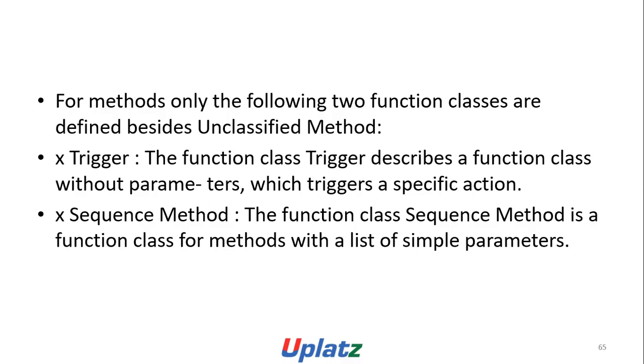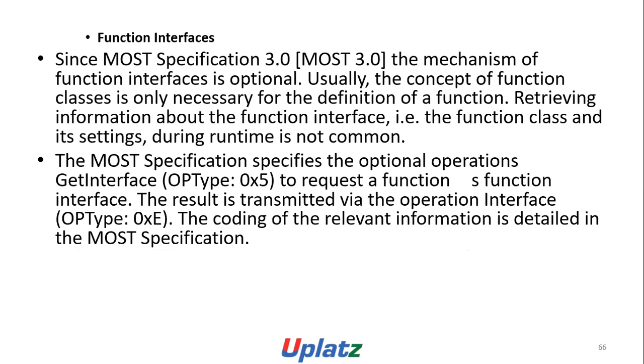For methods, only the following two function classes are defined besides unclassified methods. Trigger. The function class trigger describes a function class without parameters, which triggers a specific action. Sequence method. The function class sequence method is a function class for methods which take a list of simple parameters.